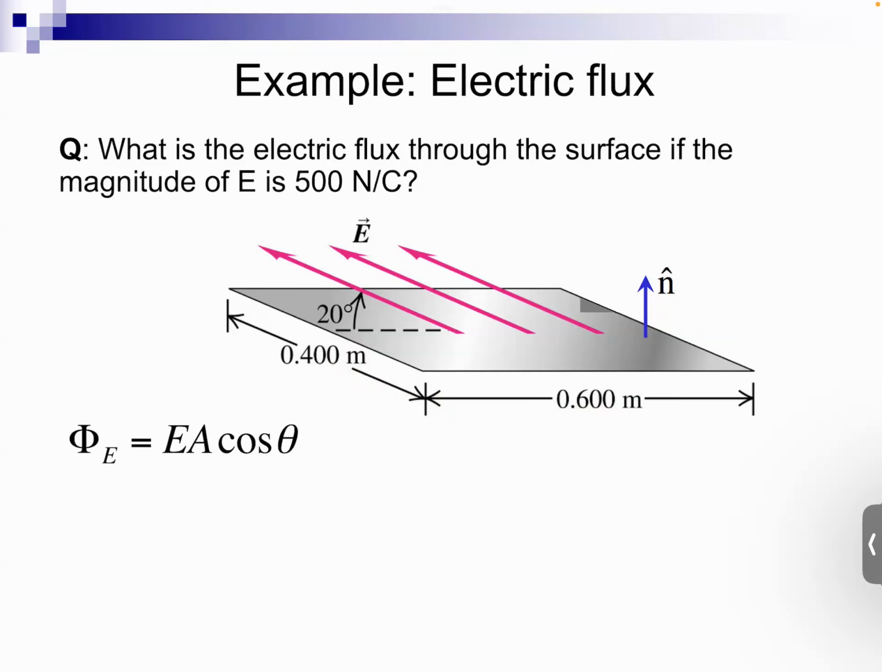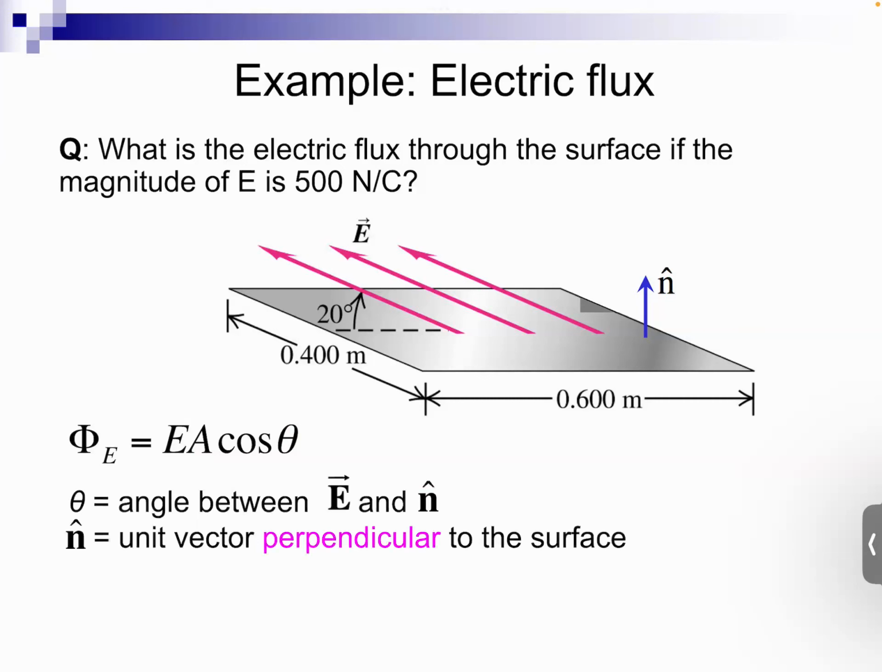length and width. The angle theta, okay, the angle theta, right, it's not 20 degrees, it's 70 degrees. Theta is equal to 70 degrees. Can you see why? Why is theta 70 degrees and not 20?